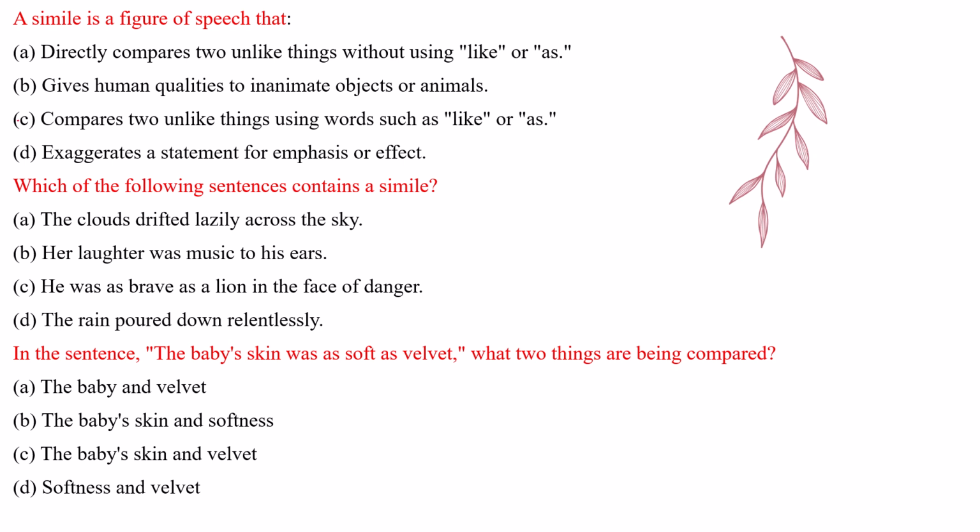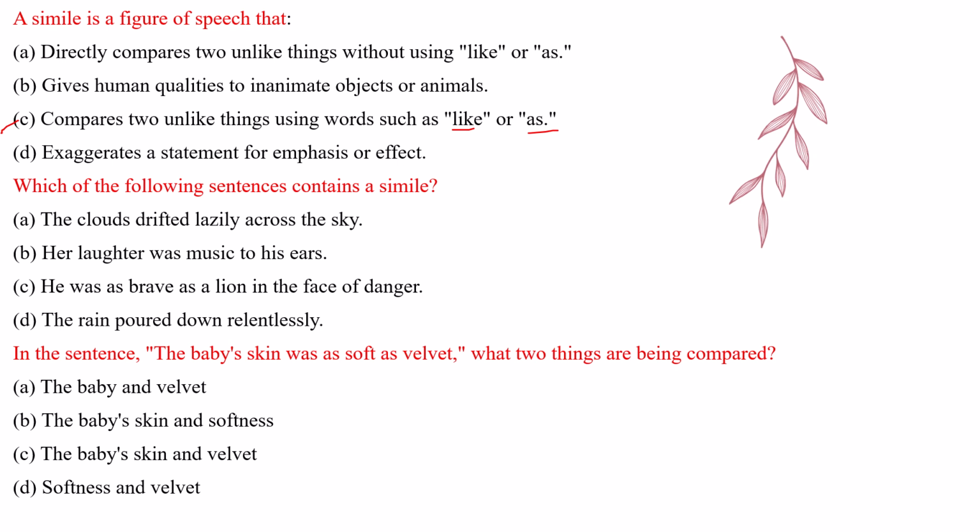So this is a correct answer because we compare two different things using words such as like or as. D: exaggerates a statement for emphasis or effect. This is hyperbole. So the correct answer is C because a simile is a figure of speech that compares two different things, unlike things, using words such as like or as. So let's see question two.